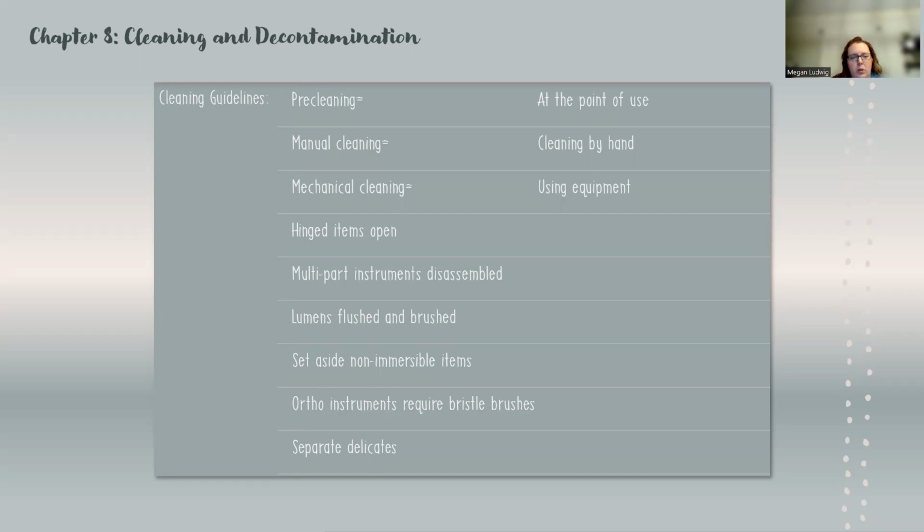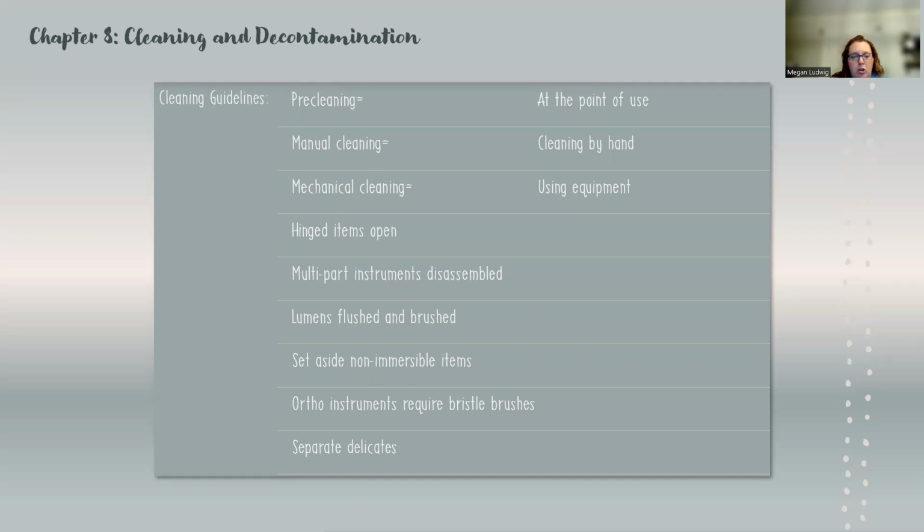Anything that has a bunch of parts, again, needs to be disassembled. That way you can get into every crevice. For example, some facilities use a Yonker, or sometimes it's pronounced Yankauer suction tip, that is metal instead of the disposable plastic. Those have pieces that have to come apart in order for it to be sterilized again.